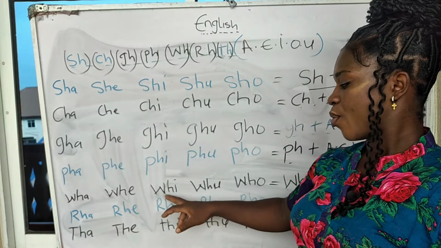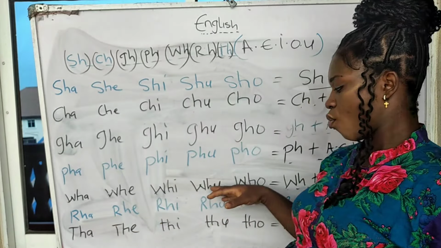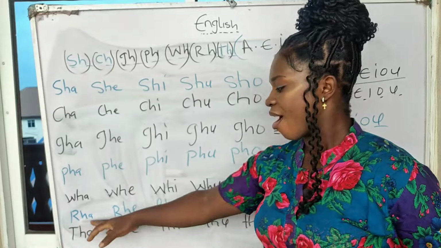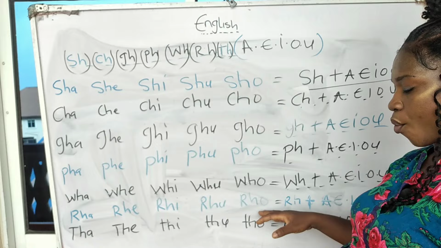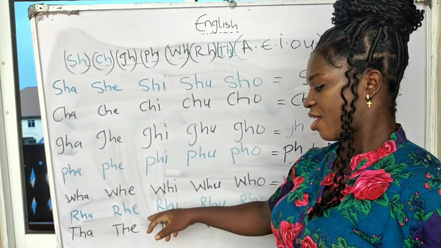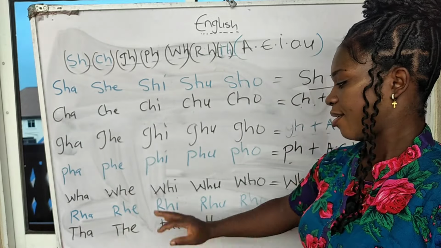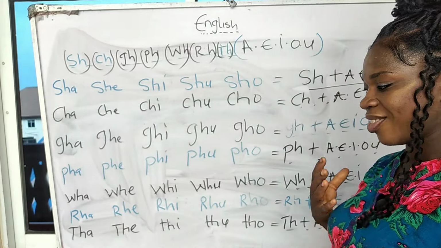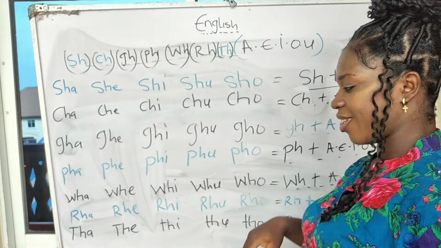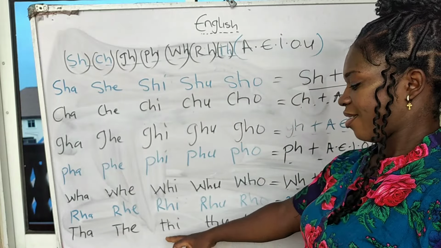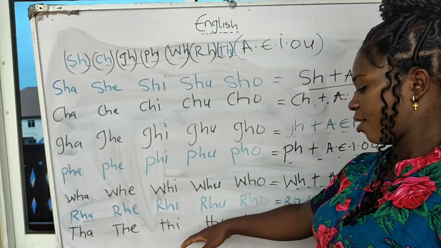Wa, we, wi, wo, wu. Ra, re, ri, ro, ru. Ta, de, ta. It's not ti, it's not di. The combination of ti and di. Ta, de, ti, to, tu.